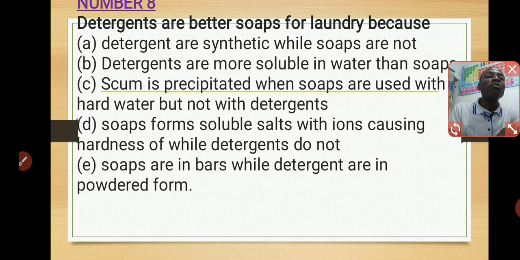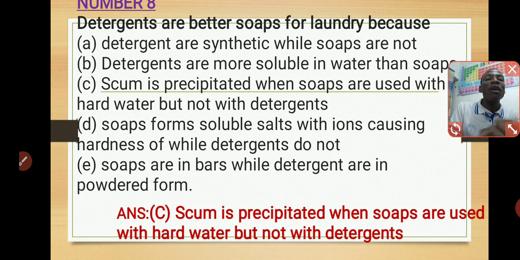Detergents are better than soap for laundry. And why is that so? Our answer is option C, because when you use soap in hard water, scum will be produced, but detergent does not produce scum. If you want to know the reason, check my video on temporary hardness.